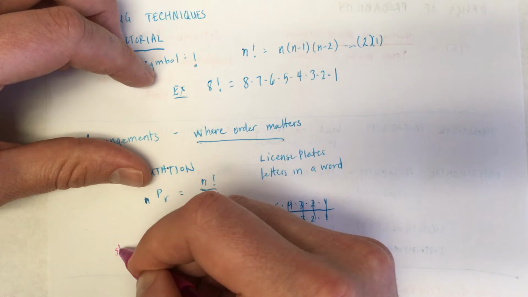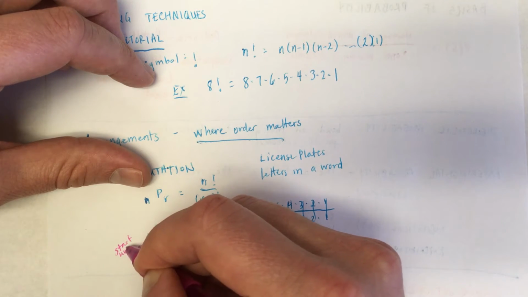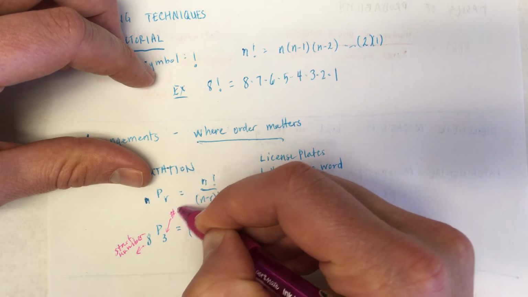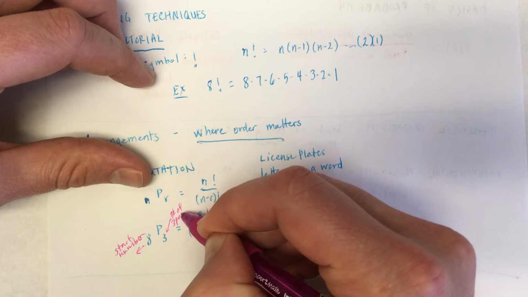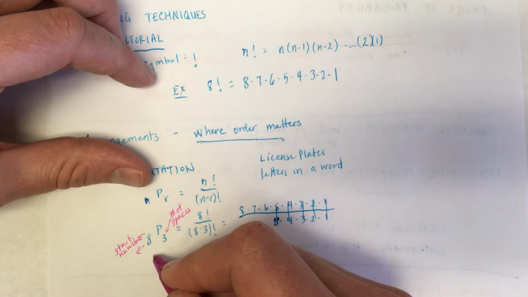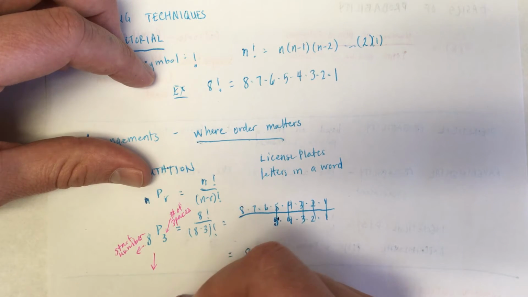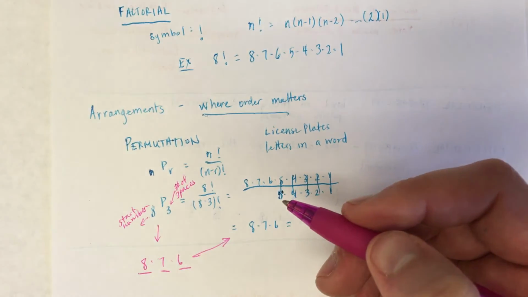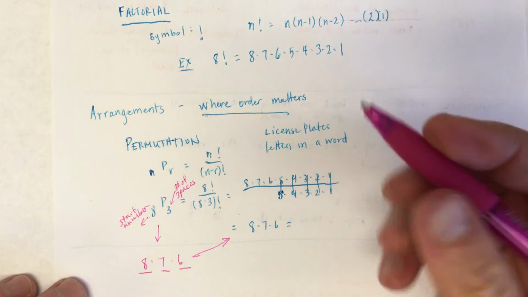I like to use a little bit of a shortcut. This gives me my start number. This is my number of spaces. And so the way I do this problem is I have 3 spaces. I start at 8, 7, and 6. It gives you the same exact thing. It's kind of my shortcut.